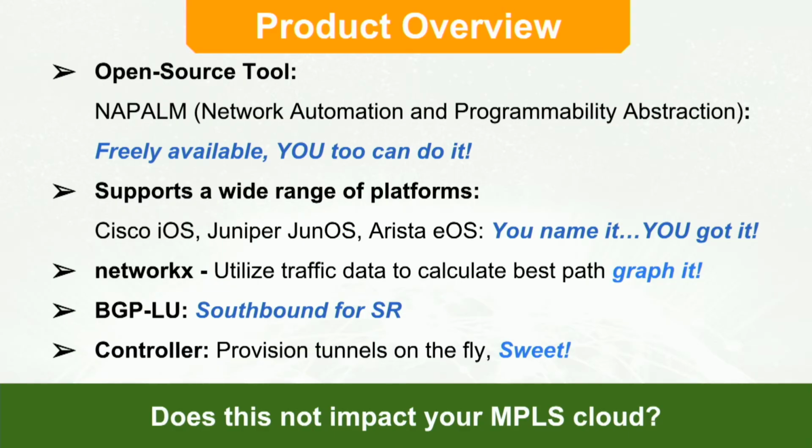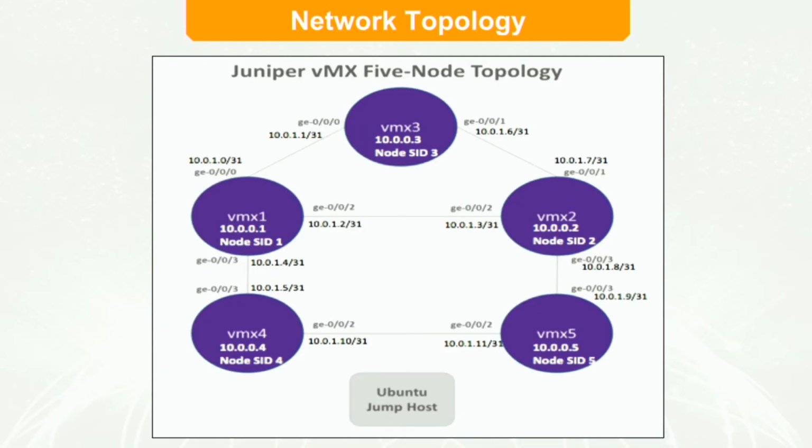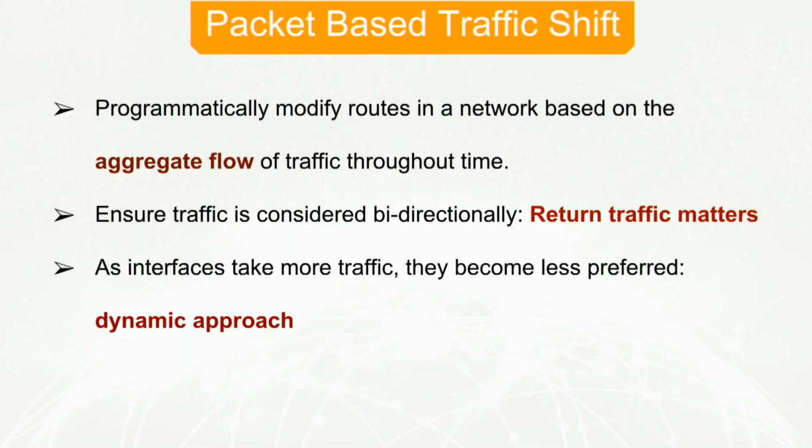And just a brief overview, we did not want to restrict ourselves to any specific routing engines or libraries which are vendor specific. So we used NAPALM to fetch all types of data, which runs across a wide range of platforms and has more command sets now. Before it was kind of limited. We use NetworkX, BGP LU, and the controller to provision tunnels, and we believe that it will obviously impact your MPLS cloud. So this was our topology.